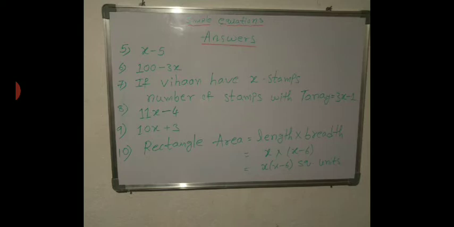The length of a rectangle is x units. Its breadth is 6 units less than its length. Find a rule to determine its area. So rectangle area, we know that length into breadth. The length is x units. Breadth is 6 units less than the length, x minus 6. So x into x minus 6, that is x(x minus 6) square units.